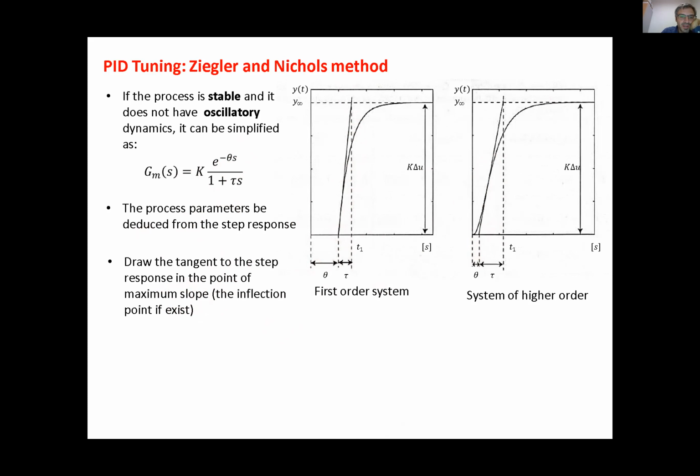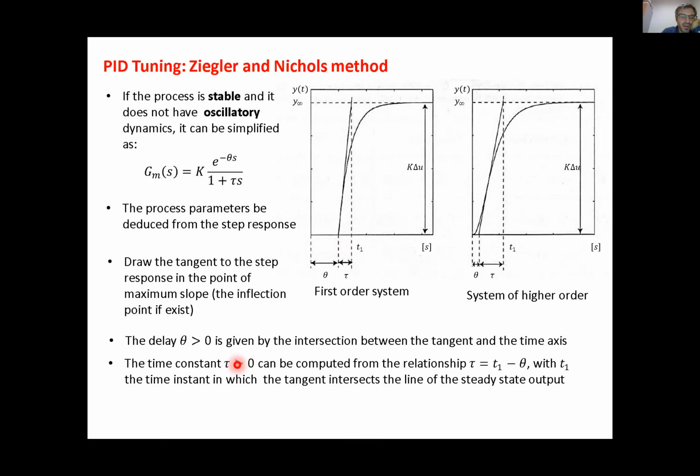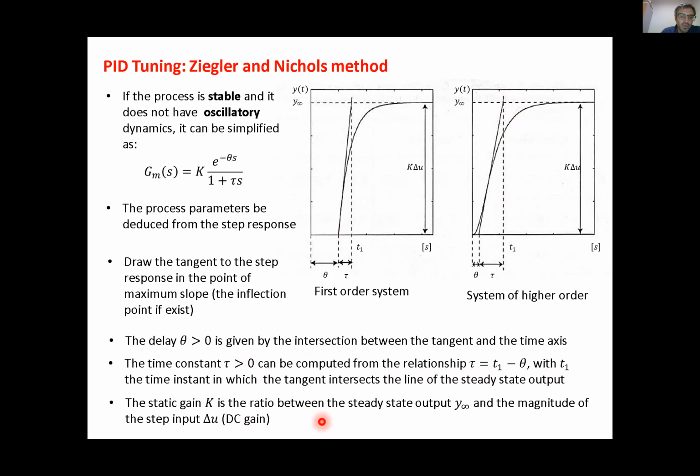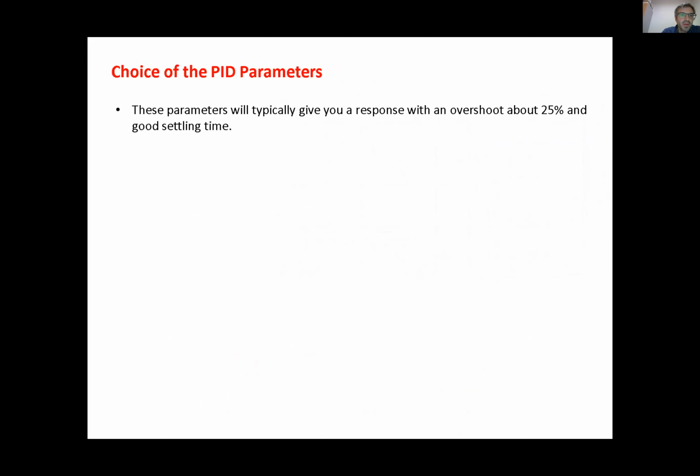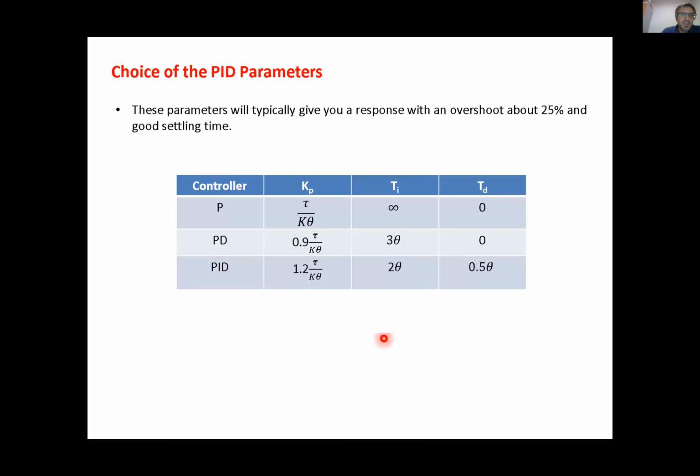The second parameter is tau, the time constant of this approximated first order system, and it can be computed from T1, that is the intersection between this tangent and the equilibrium point, and from theta. The static gain, of course, is the ratio between the output equilibrium point and the magnitude of the step input.